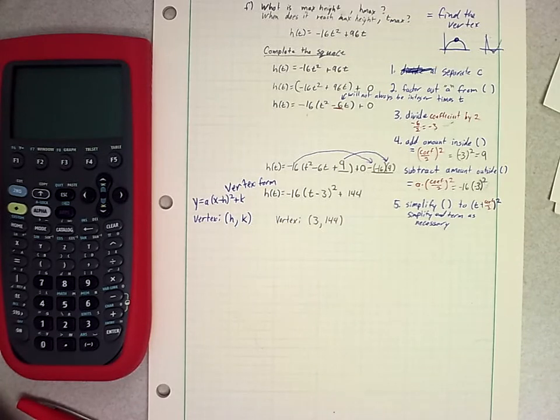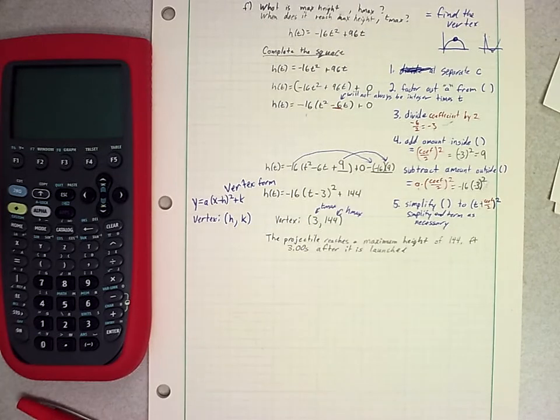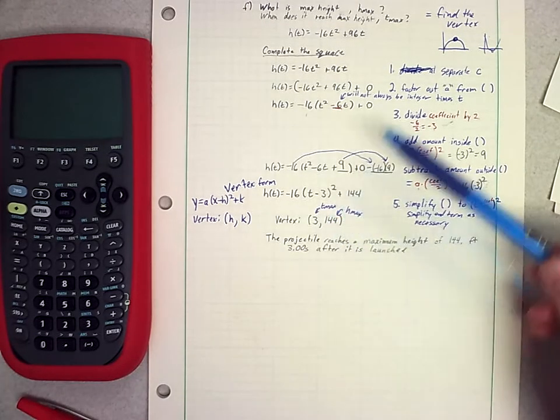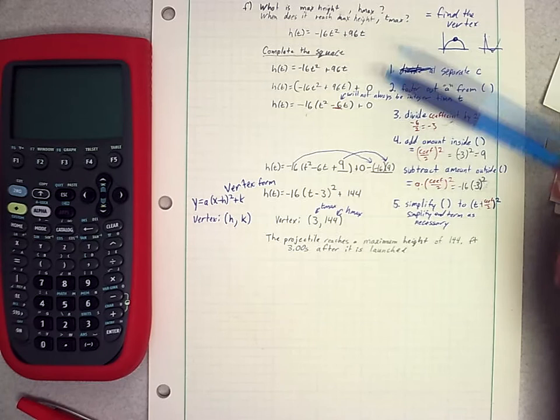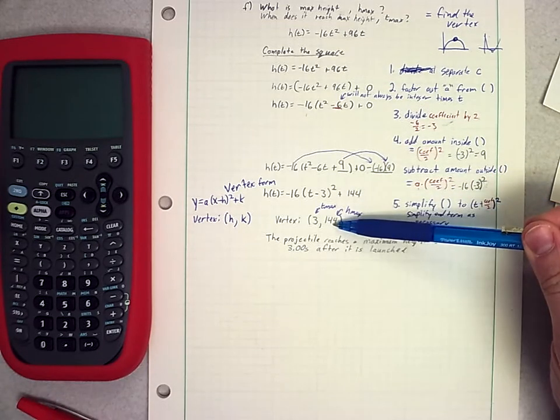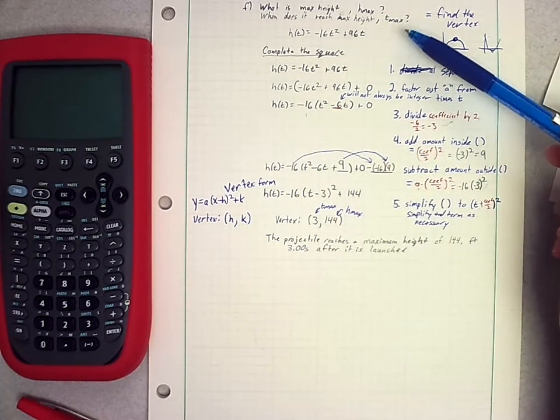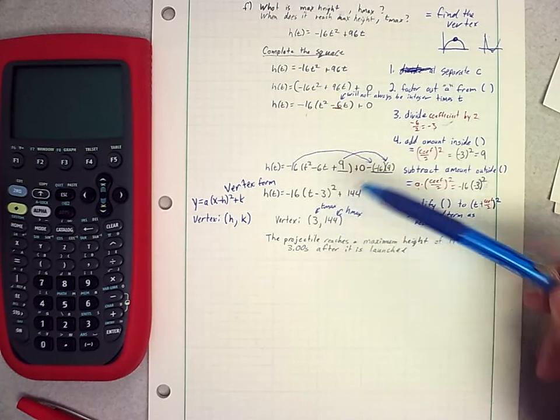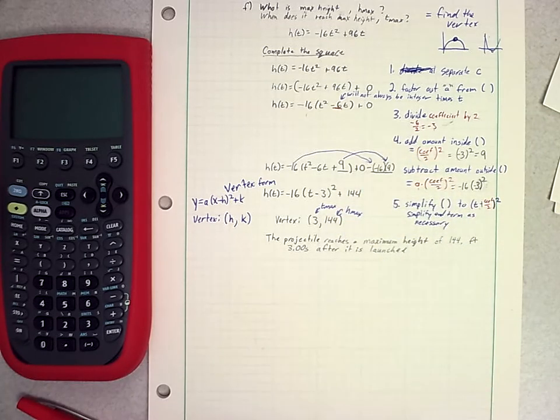Or to put it in ways that the question actually asked, the label in terms of the variables I made up at the beginning of this part: the maximum height is 144 feet. The time it takes to get to that height is 3 seconds. Or to write it in words, which is what we want: the projectile reaches a maximum height of 144 feet, 3.00 seconds after it is launched.